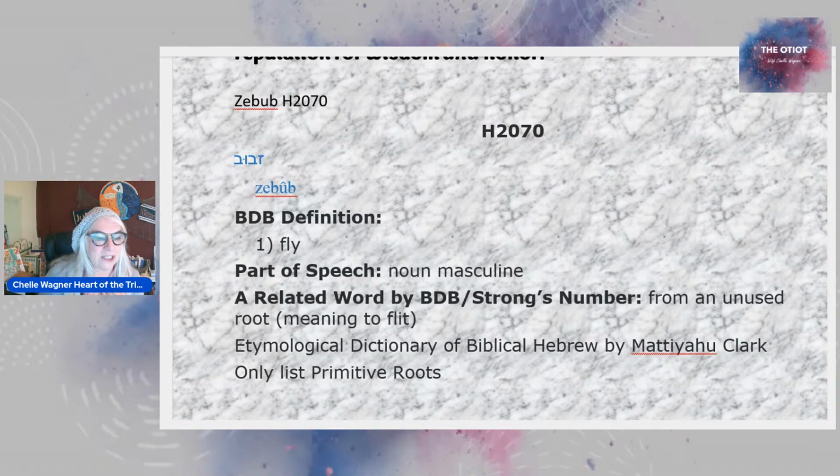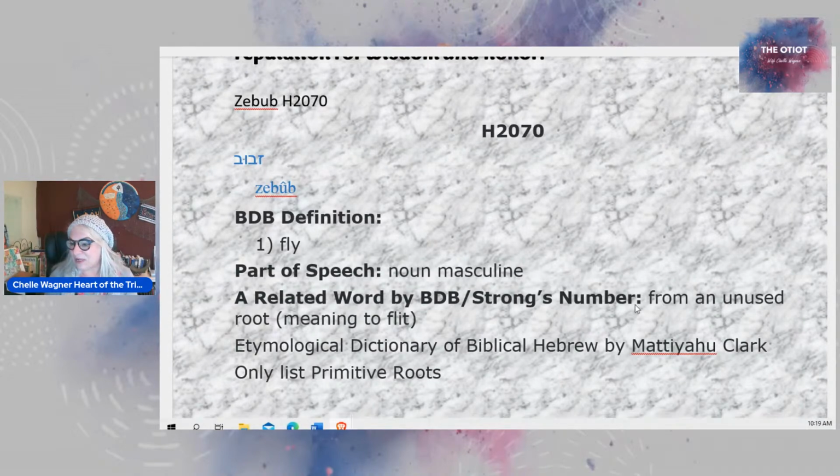All right, so this book that I was talking about, I've got it listed right here. This is what I'm talking about. The Etymological Dictionary of Biblical Hebrew by Mattiyahu Clark. This only lists primitive roots, and it's not exhaustive. It doesn't list all primitive roots, right? It's selective. It's of biblical Hebrew. And so it doesn't list them all, but it's a great book.